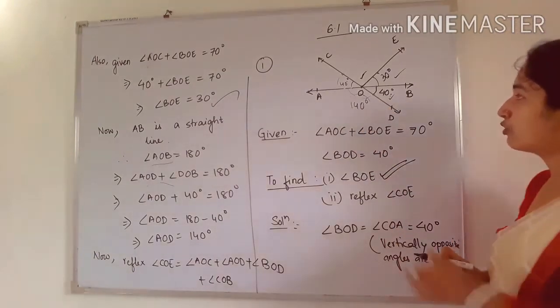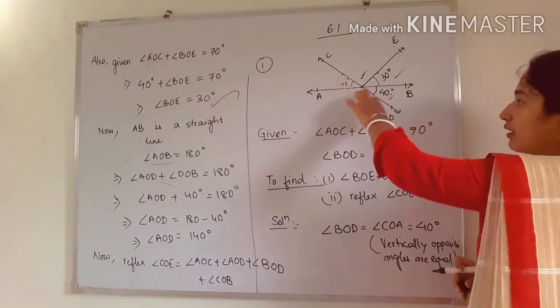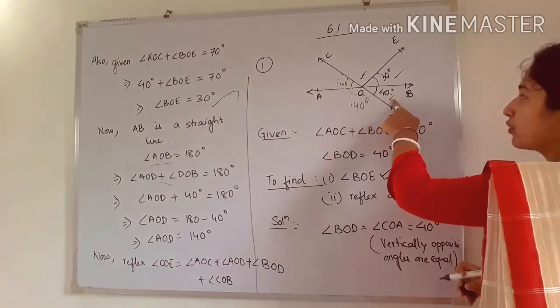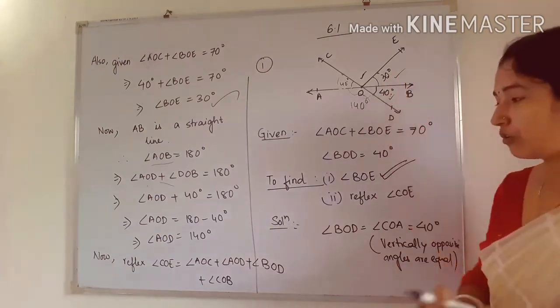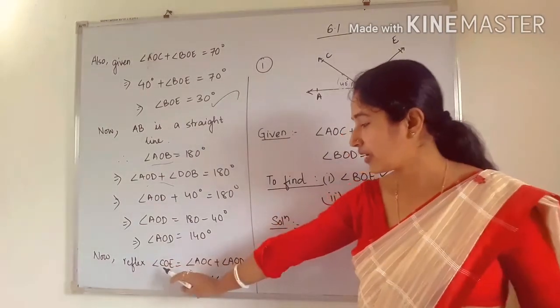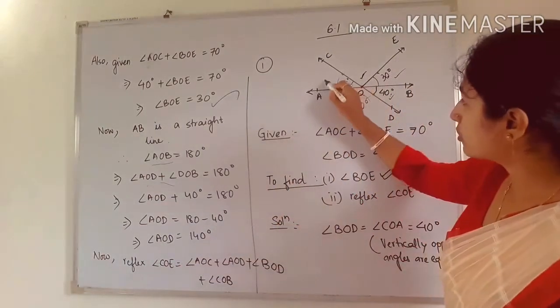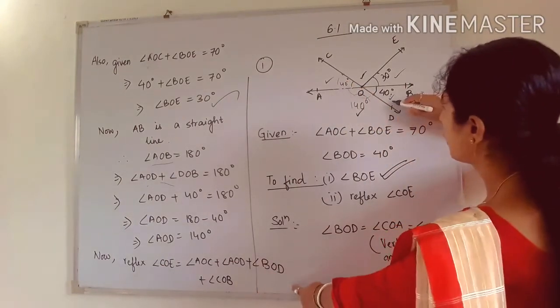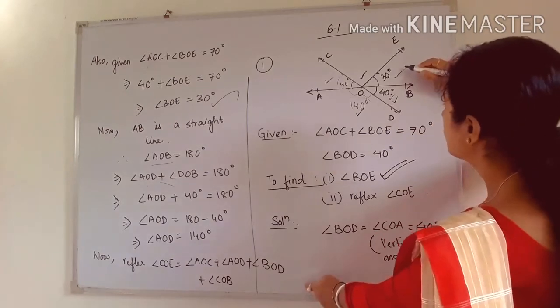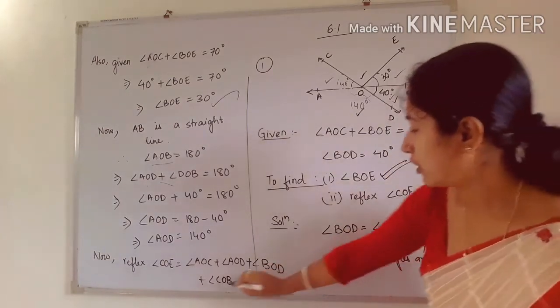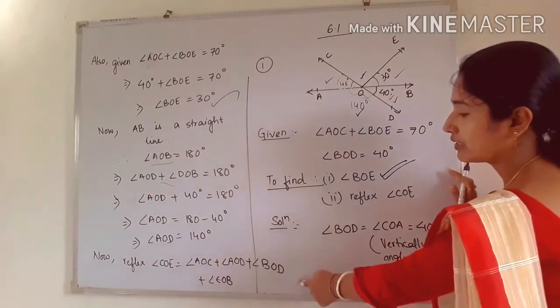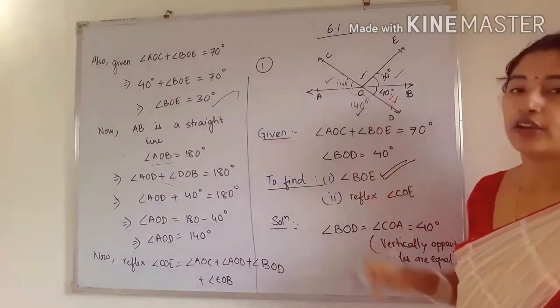Now I want to find the whole of this one, reflex angle COE. So 40 degrees plus 140 plus 40 plus 30. Already I have written reflex angle COE is equal to angle AOC, that means this one, 40 plus 140, then plus angle BOD, then plus angle EOB. By that way we can easily find the reflex angle COE.